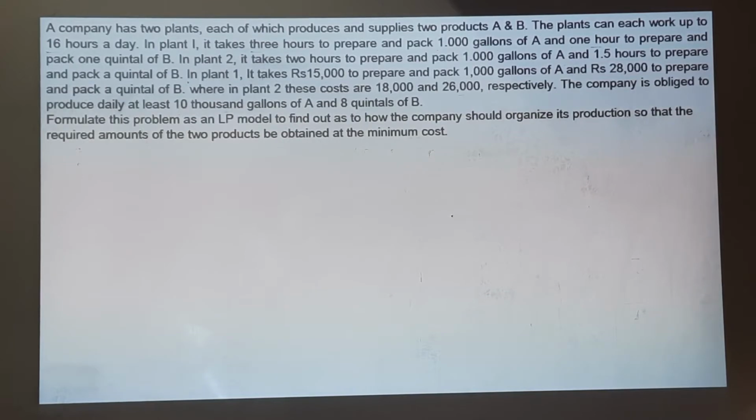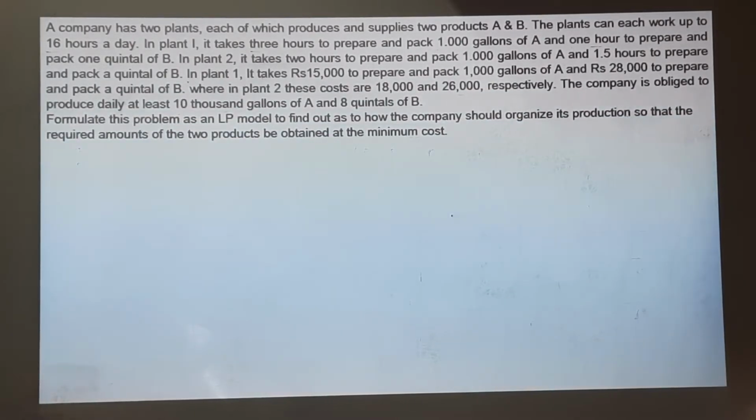In plant 1 it takes 15,000 to prepare and pack 1000 gallons of A and 28,000 to prepare and pack a quintal of B, whereas in plant 2 these costs are 18,000 and 26,000 respectively. The company is obliged to produce daily at least 10,000 gallons of A and 8 quintals of B. Formulate this problem as an LP model to find out how the company should organize its production so that the required amounts of the two products are obtained at the minimum cost.